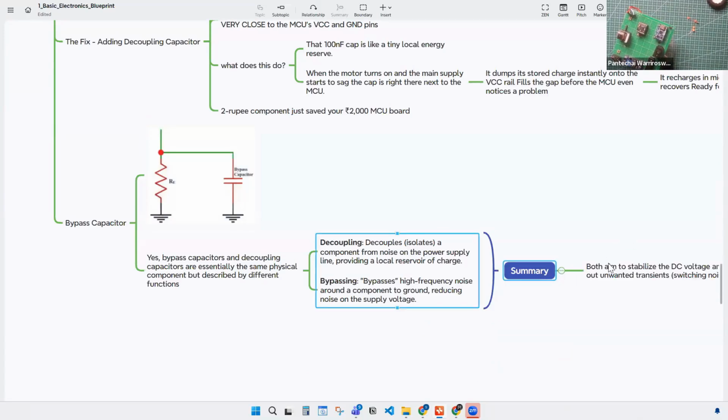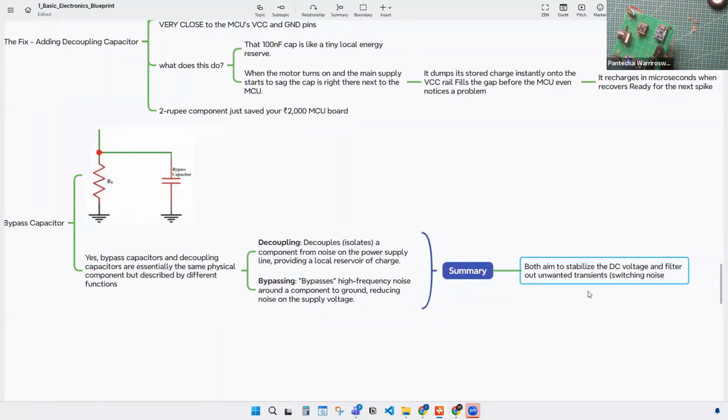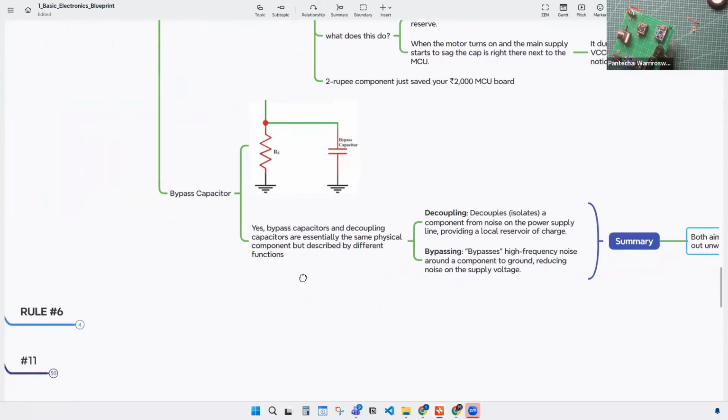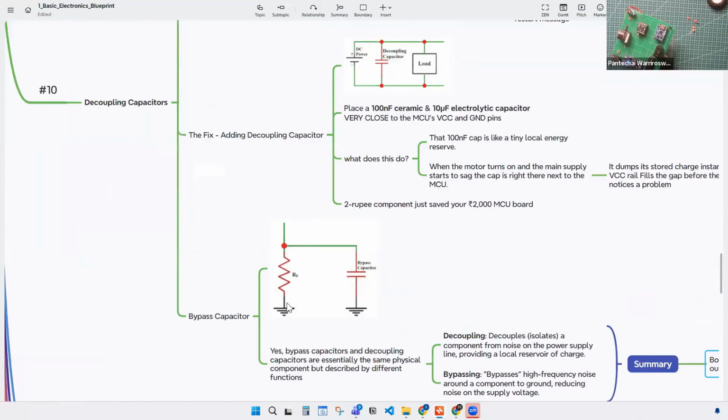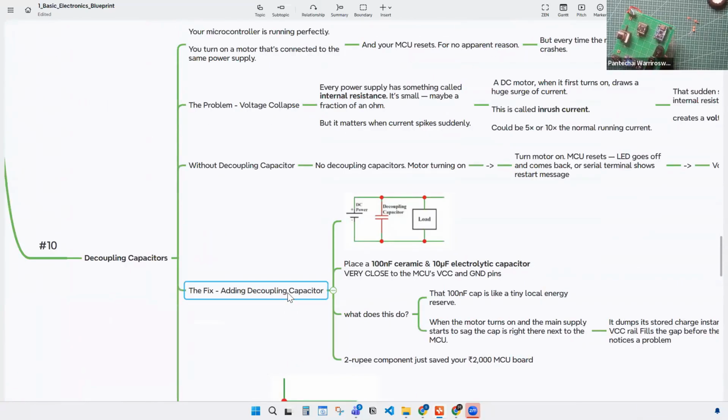Guys, are you all really clear? Both the decoupling capacitor circuit as well as the bypass capacitor circuit are helpful for stabilizing a DC voltage. How is it going to stabilize the DC voltage? By charging and discharging. With the help of charging and discharging, we are going to solve that kind of problem. So that's what the decoupling capacitor is going to do.